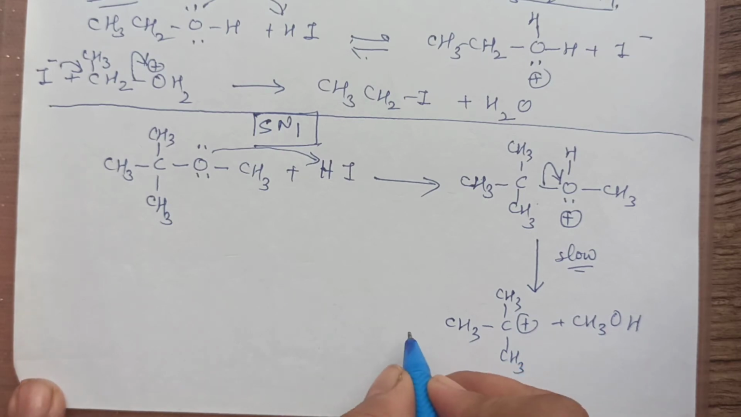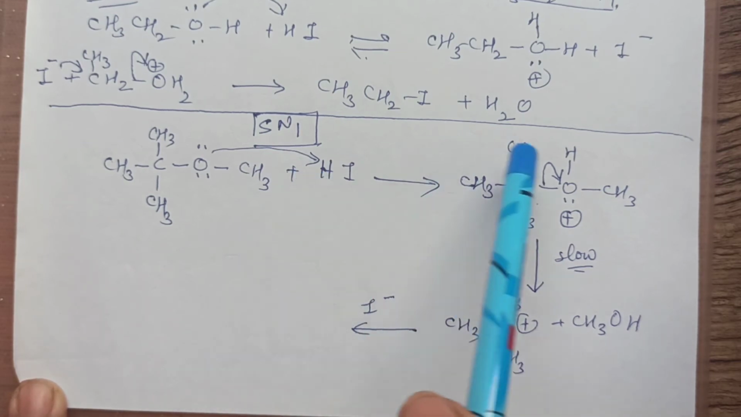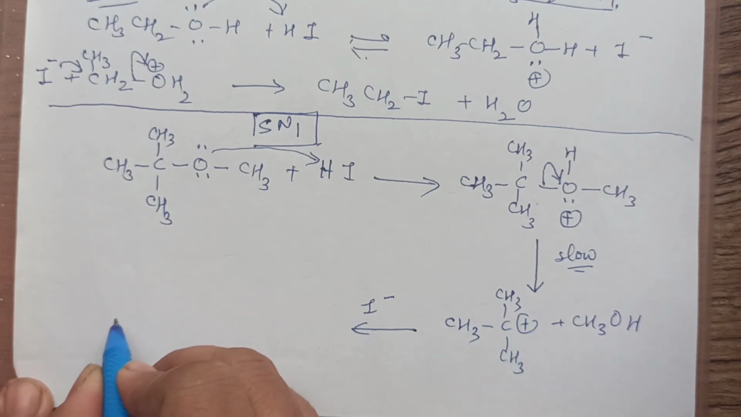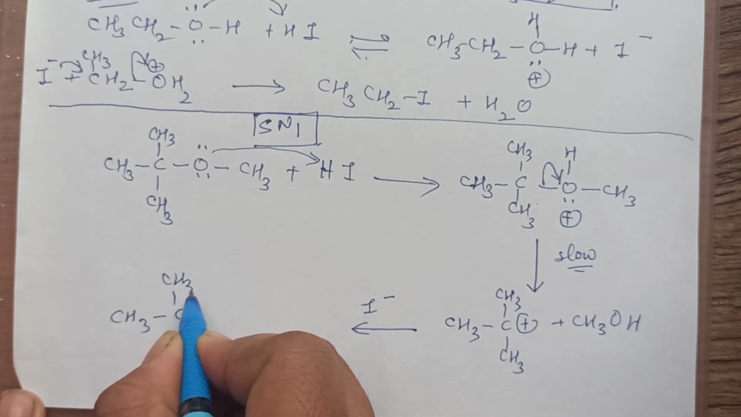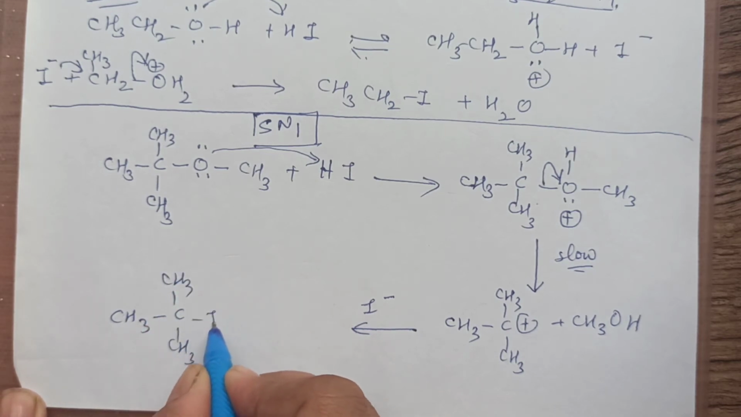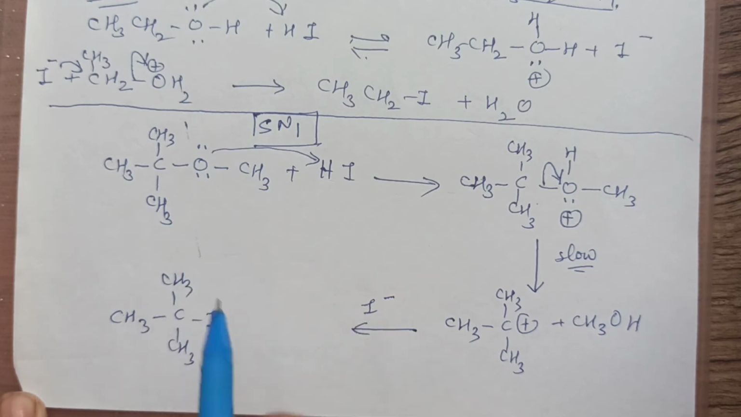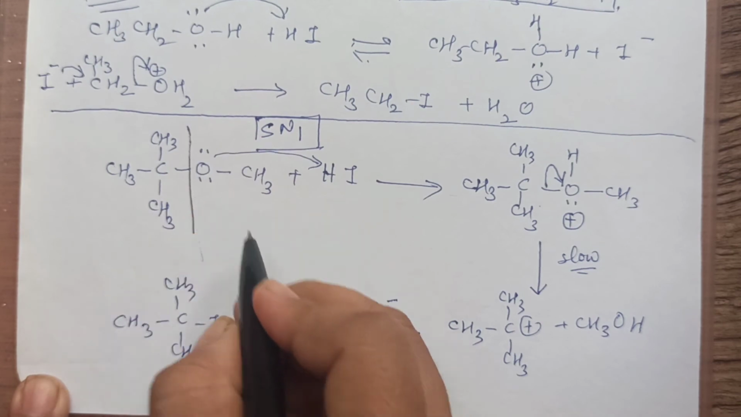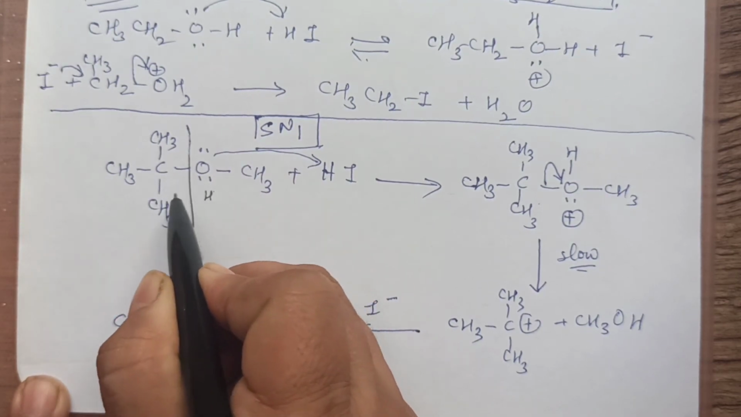This tertiary carbocation will now be attacked by I minus. H from here has already participated; now I minus is left. I minus will attack the species, and what you will get is CH3, C, CH3, CH3 and I. In this case the bond will break like this. That means on the bulkier side you are getting I, and on this side you are getting H.